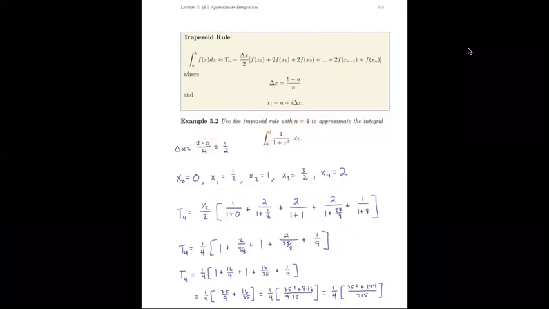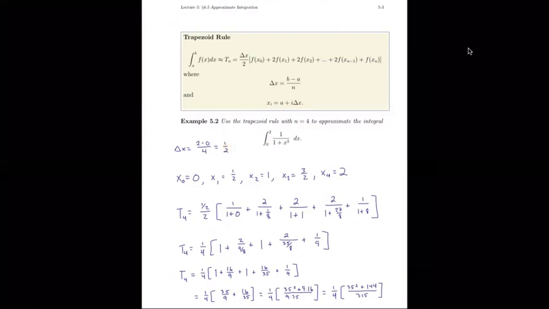And x naught then, we use our formula for x i. It's a plus 0 times delta x. A is 0, and then 0 times delta x is 0, so x naught again is 0. Also, we remember that x naught should be a, which is 0. Now, we realize we're stepping by 1/2. This is an easy fraction to add.